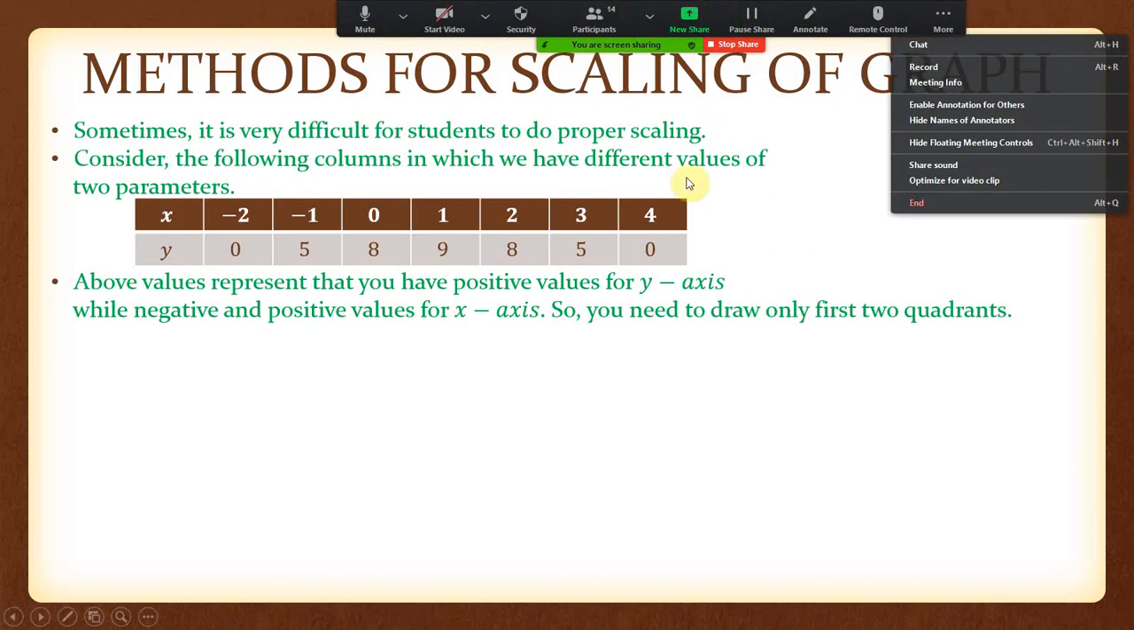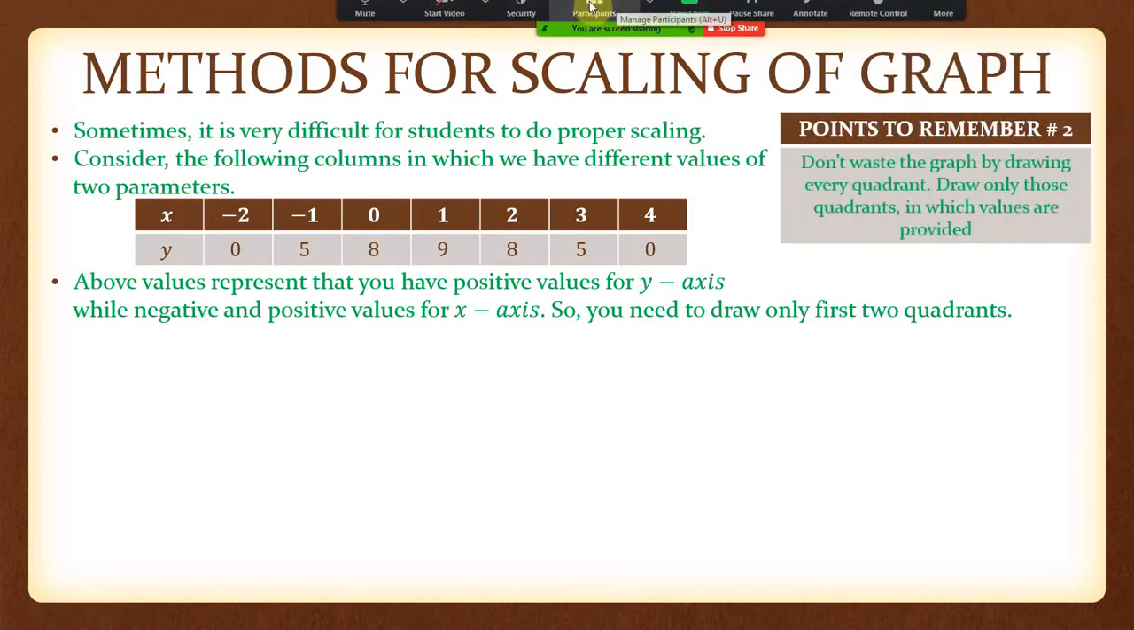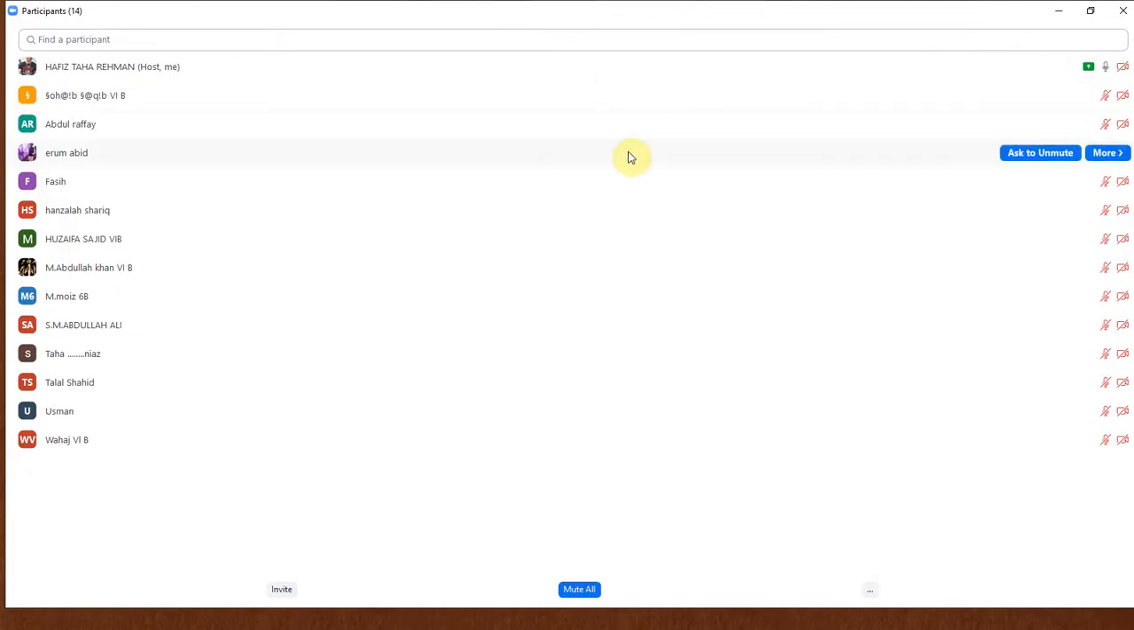Okay, now moving ahead. Beta, Mr. Abid, kindly use your own name because I am unable to mark your attendance. I believe you can hear me. The person whose name is Iram Abid on the participants list, kindly use your own name because I am unable to mark your attendance with this name. Please.